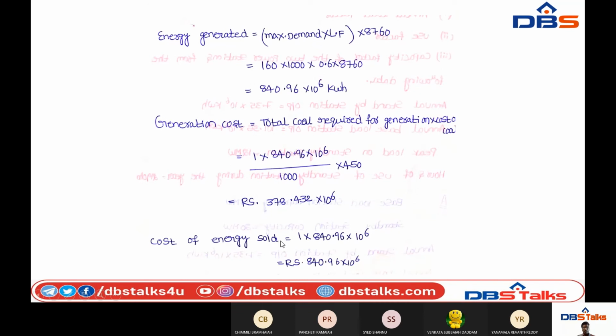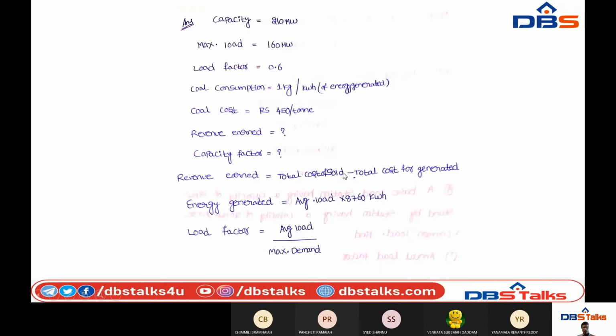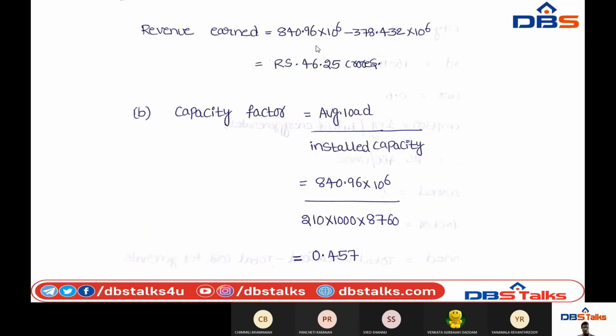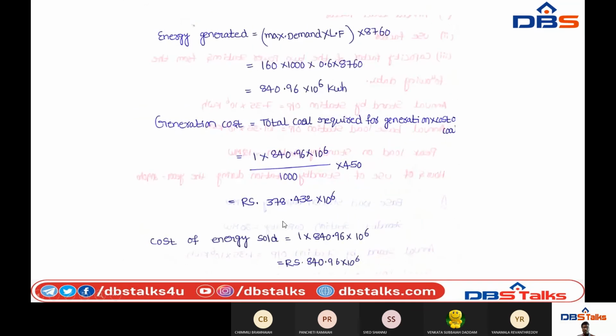And then cost of energy sold. Cost will be 1 into total energy generated, 840.96 into 10 power 6, is the cost of energy sold. By subtracting the total cost of generation from the total cost of energy sold: sold will be 840.96, total generation cost will be 378.432.